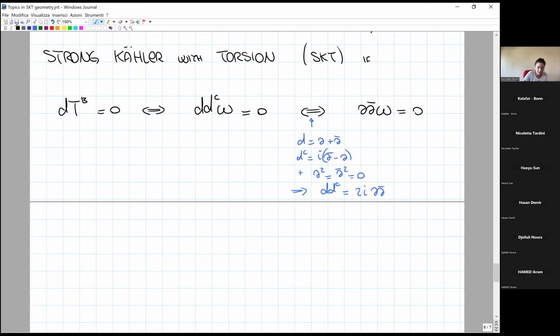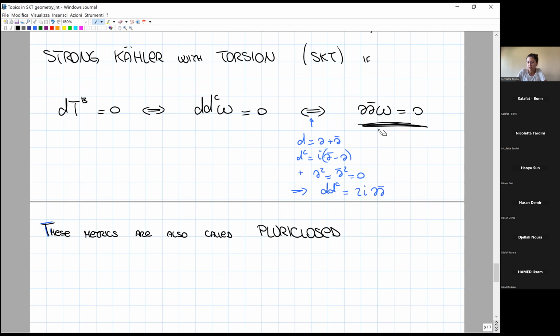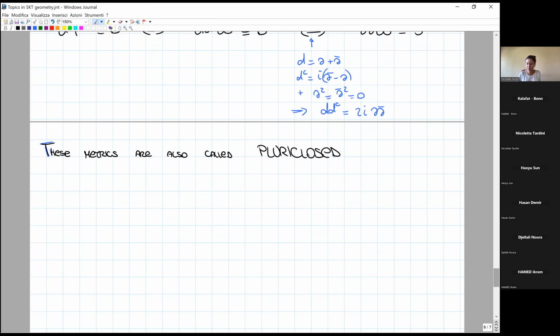So that's why these metrics are also called pluriclosed. In the literature, you can find these metrics under the name of SKT metrics or pluriclosed metrics, because you see from this definition, they are called pluriclosed. So this is the main object of this series of lectures, the SKT metrics.